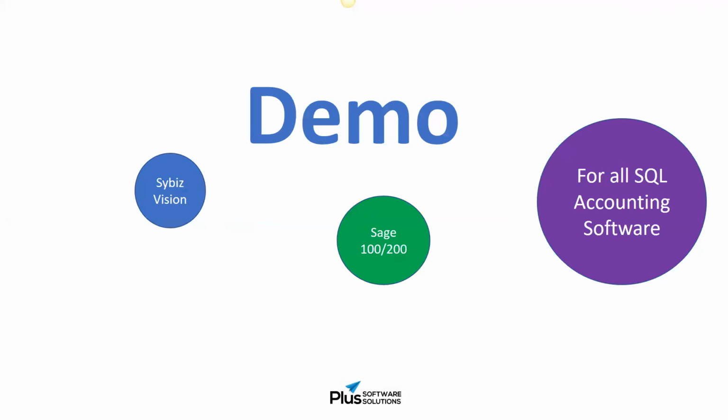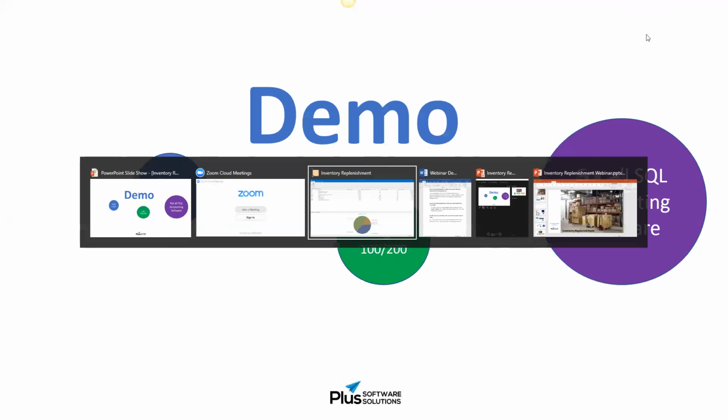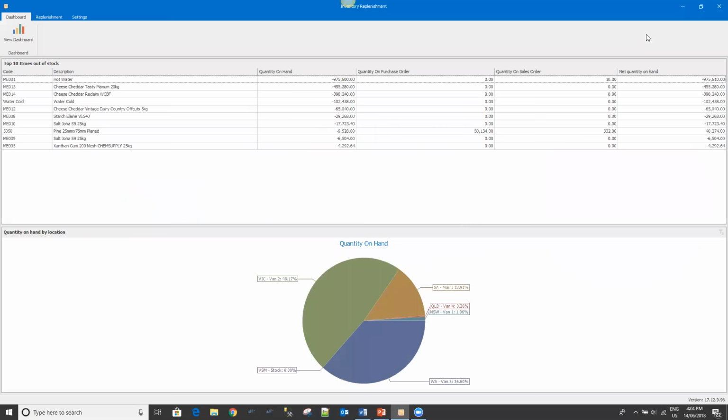Welcome, Dean. Thanks, Pete. All right, let me bring up inventory replenishment. All right, Pete, can I just confirm you can see my inventory replenishment screen? Perfect, thank you. Perfect, okay.